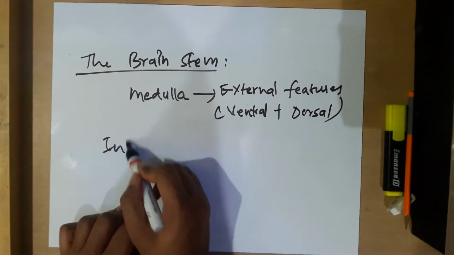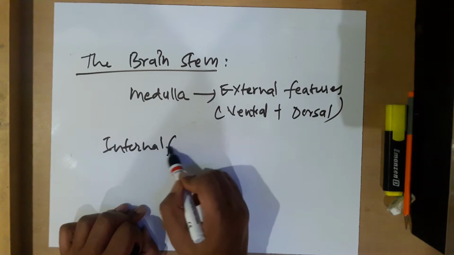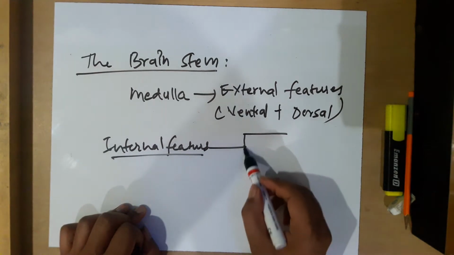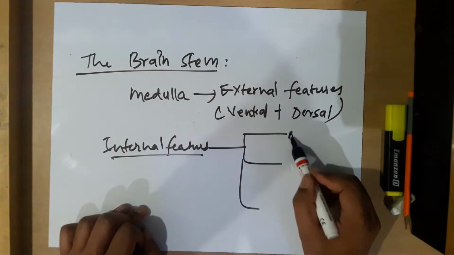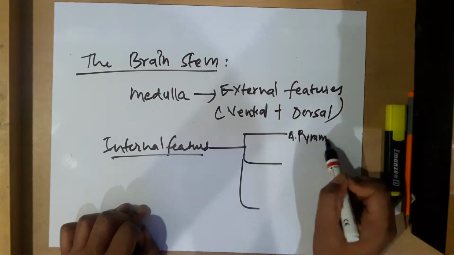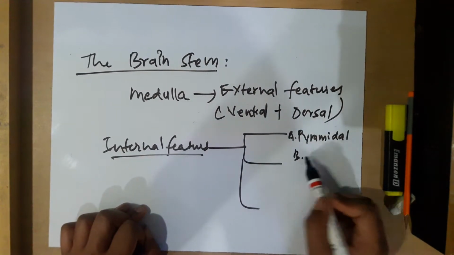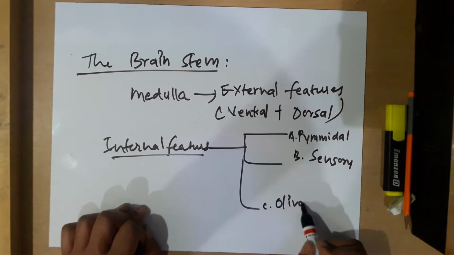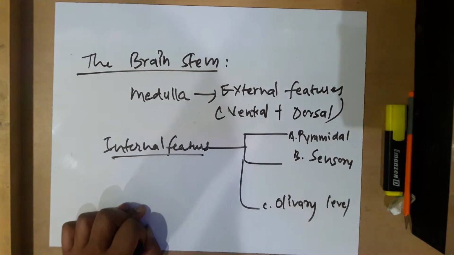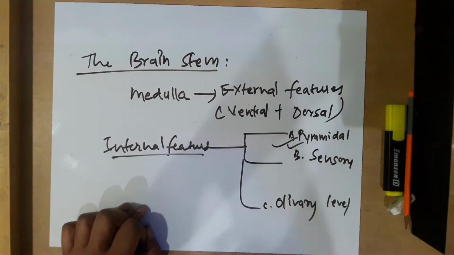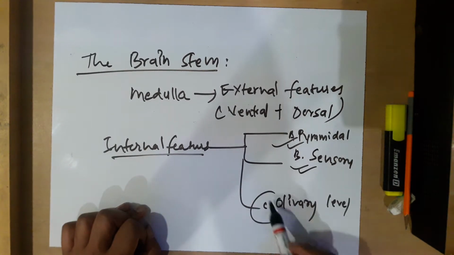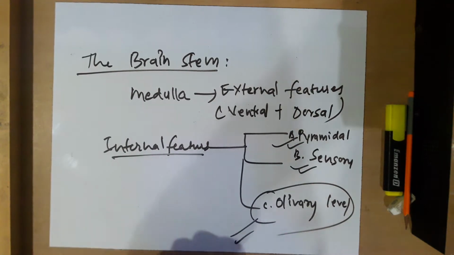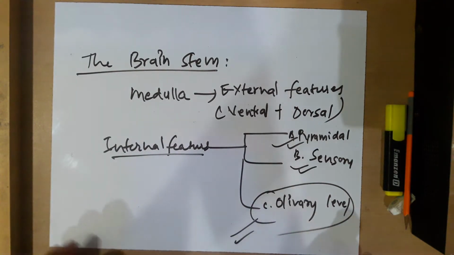Then we jumped into the internal features, and to study the internal features we had to study at three different levels. First was at the level of pyramidal decussation, then at the level of sensory decussation, and at the olivary level. So till now we completed the pyramidal decussation and sensory decussation. Now we shall discuss the section at olivary level, and the video will be in the same pattern.